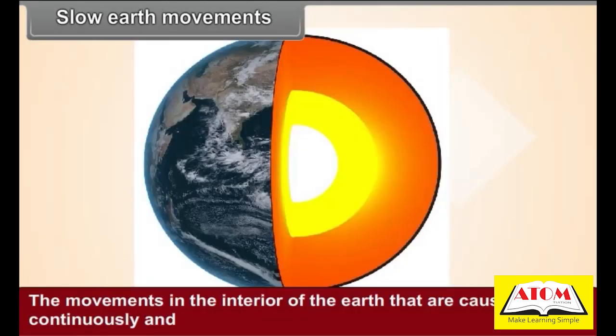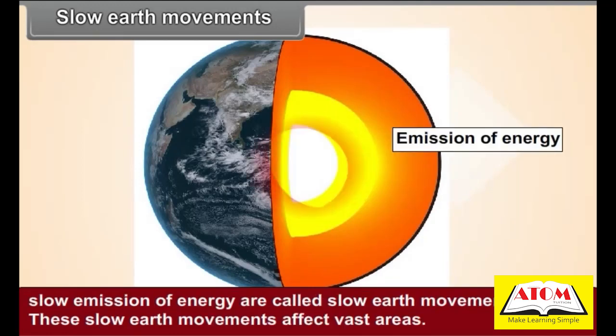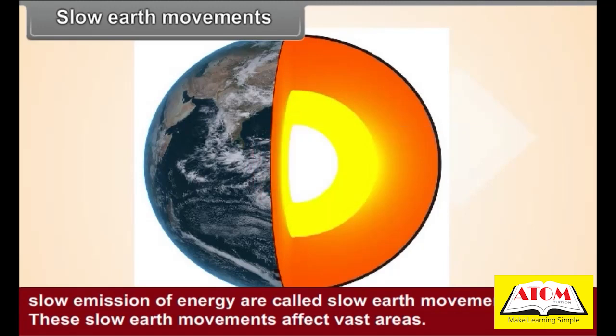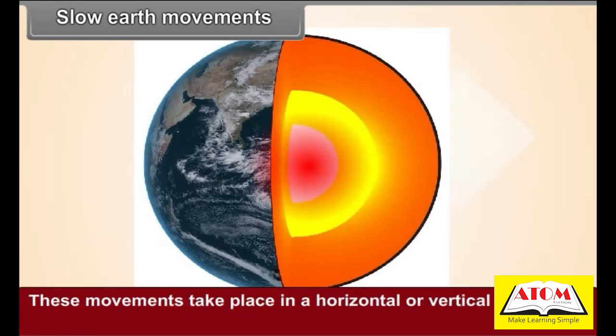Slow Earth movements. The movements in the interior of the Earth that are caused by the continuous and slow emission of energy are called slow Earth movements. These slow Earth movements affect vast areas. These movements take place in a horizontal or vertical direction.